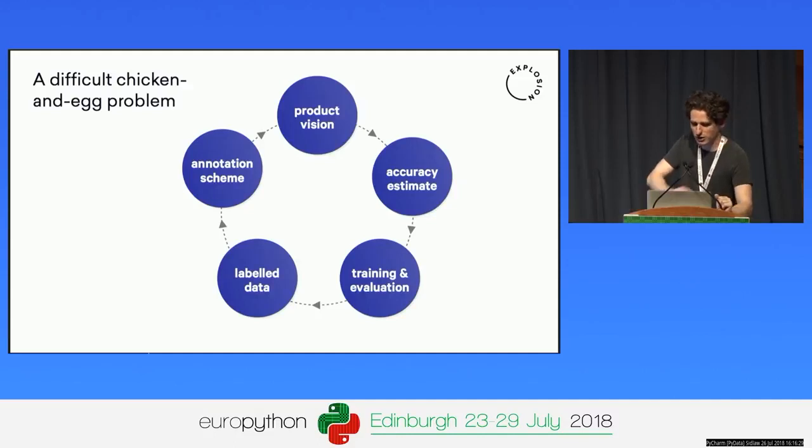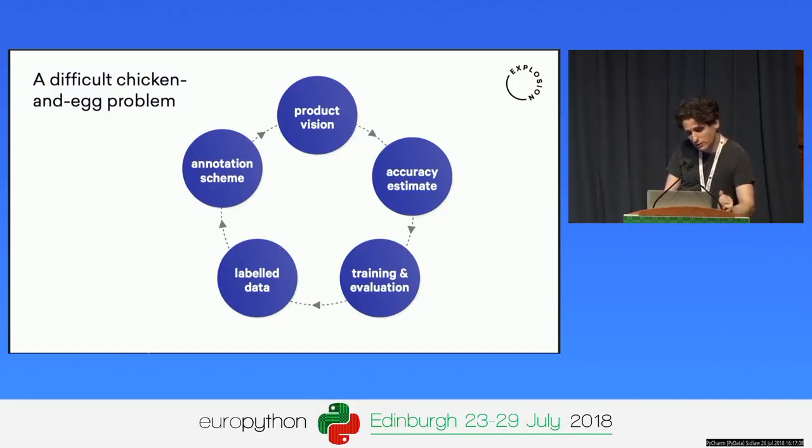And so the difficult chicken and egg problem, the circular dependency here, works like this. If the most important thing is having a clear vision of the product and what we're trying to do, then we want to know how accurate the model might be so that we can come up with realistic plans. So we need an accuracy estimate. But in order to get an accuracy estimate, we need to have training and evaluation data. And in order to do that, we need to train and evaluate a model. And then we need to get labeled data. And then we need an annotation scheme. But if we have to decide what to annotate, then we're going to need to know how this is going to work in the product. So there's a feedback loop here, there's a cycle.